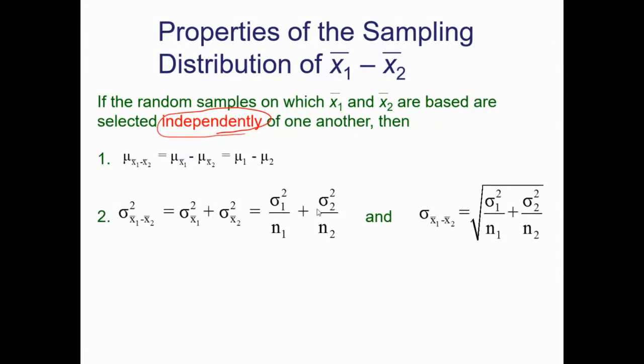Okay, so now for variance and standard deviation. Here's our formula for the variance. Sigma squared of x bar 1 minus x bar 2 equals the sum of the variances, and then, of course, if we take the square root of variance, we get standard deviation.